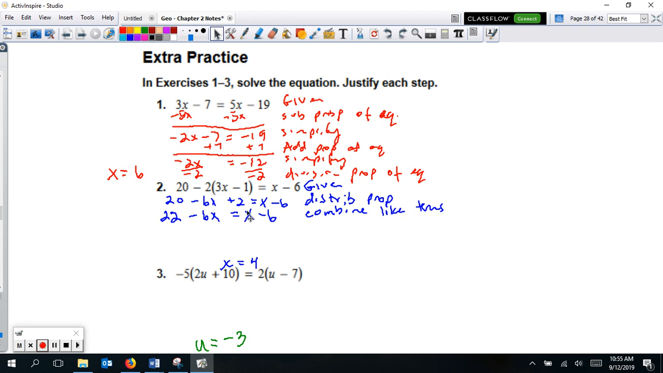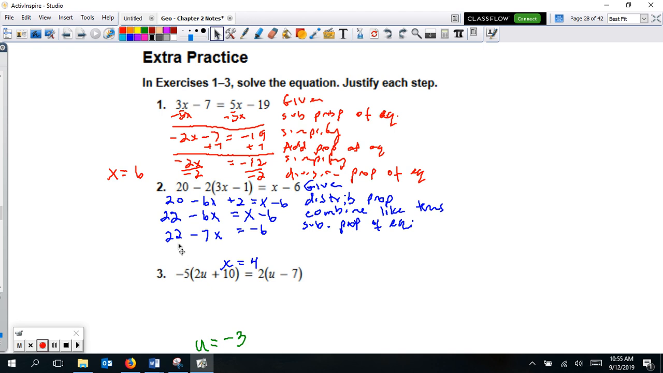Then the next thing I'm going to do, I'm going to bring my x terms together on the left side. So I'm going to move x over to where 6x is. So I'm going to subtract x from both sides. And that I'm going to do in my head. So I'm just going to write it down. 22 minus 7x now. When I subtract an x from 6x, it makes a negative 7x equal to negative 6. So that was the subtraction property of equality. Again, I put sub there.